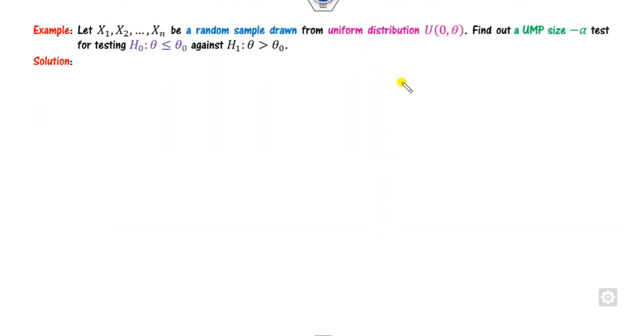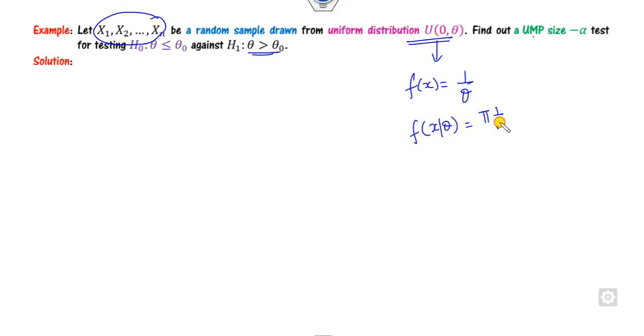Okay, look at another one. So again it's a uniform distribution. You have to find the testing of here. What is the PDF corresponding to this? This is 1 by theta. Corresponding to the family, what is the likelihood ratio? That is my product of 1 by theta, i varies from 1 to n. So it is my 1 by theta to the power n.